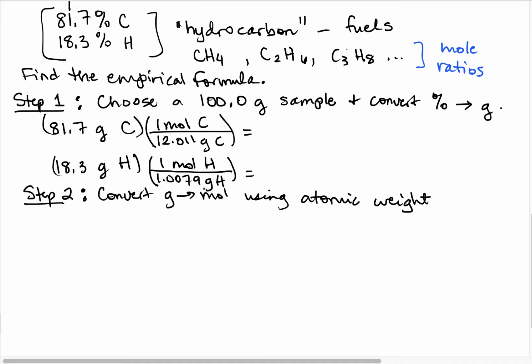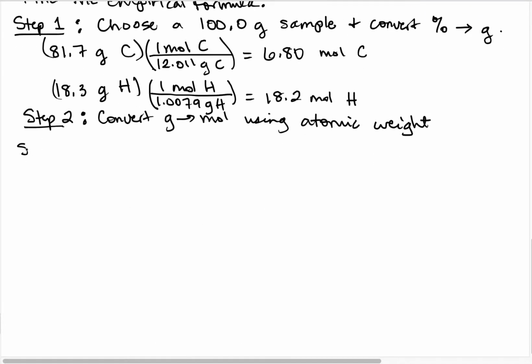So pause the video and calculate these. You should get 6.80 moles of carbon and 18.2 moles of hydrogen. So that was our second step. The next step that we need is to calculate the simplest mole ratio.